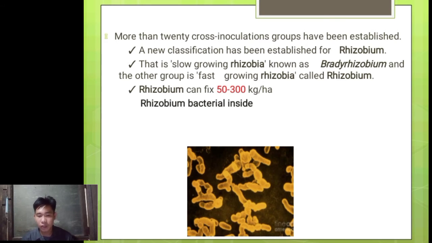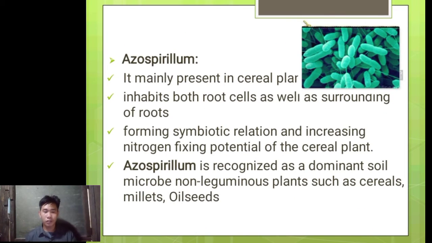Rhizobium can fix 50 to 300 kg per hectare. Azospirillum. It is mainly present in cereal plants. It inhabits both root cells as well as the surroundings of roots, forming a symbiotic relation and increasing the nitrogen fixing potential of the cereal plant.